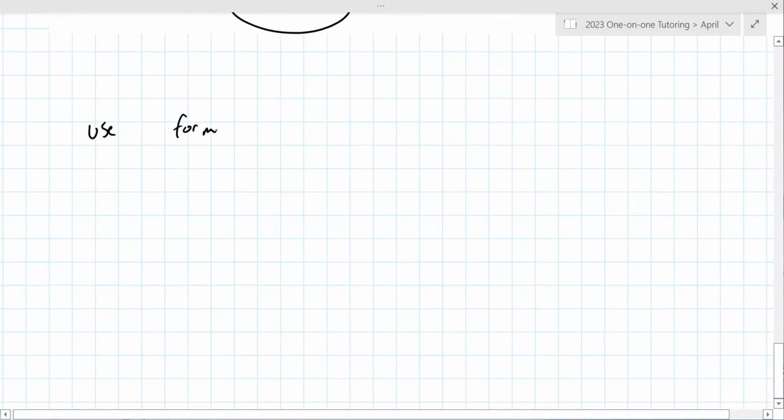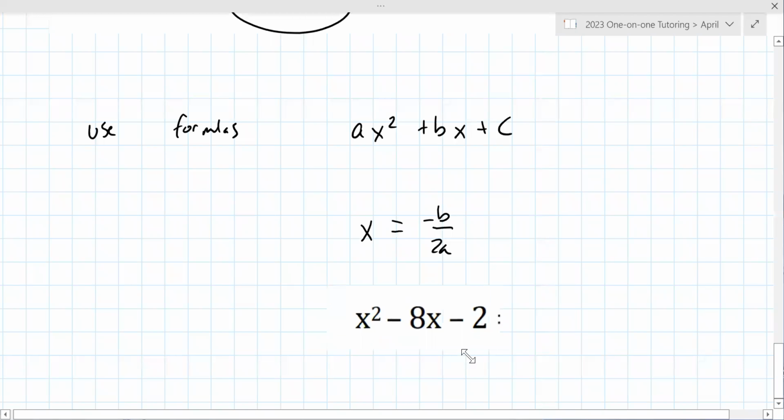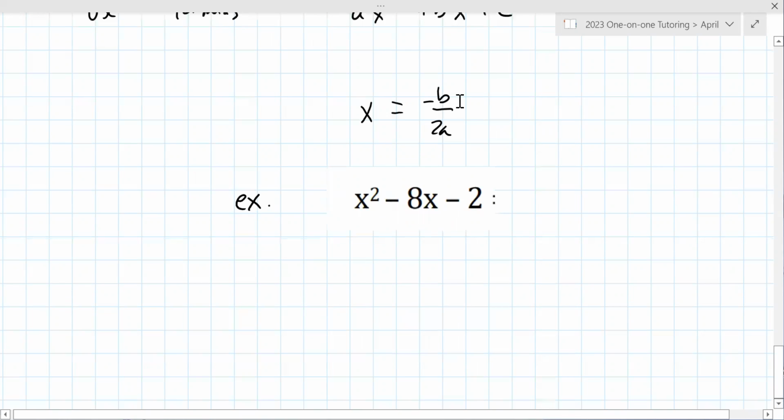We might have been doing this the other day with the tables and stuff. So the formulas are something like this. So it's ax squared plus bx plus c. The x coordinate of the vertex is minus b over 2a. All right. So let's look at a problem that we've already worked on. So here's an example here. Let's say you've got x squared minus 8x minus 2. Could you use this formula here to tell me the x coordinate of the vertex?